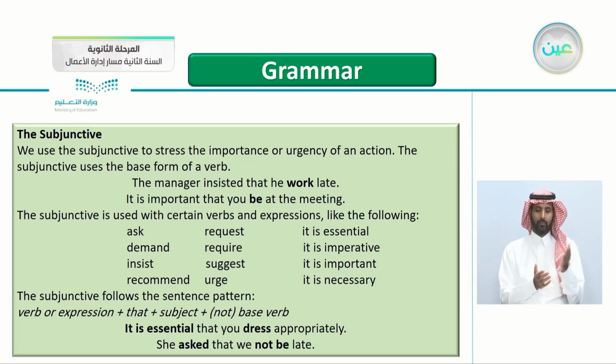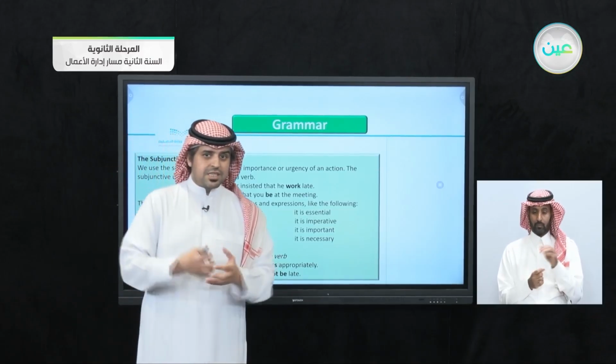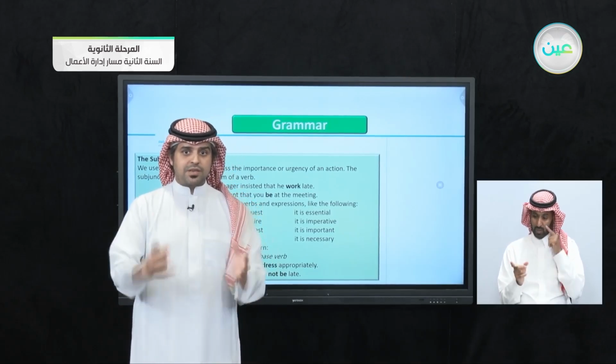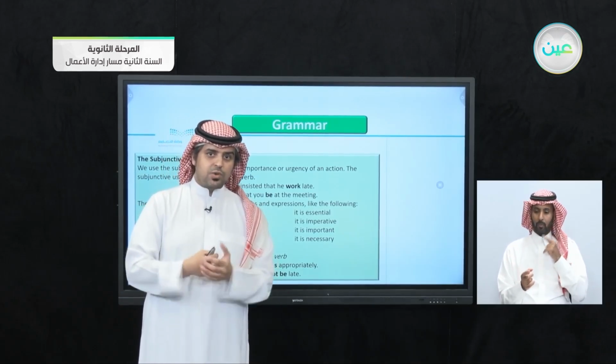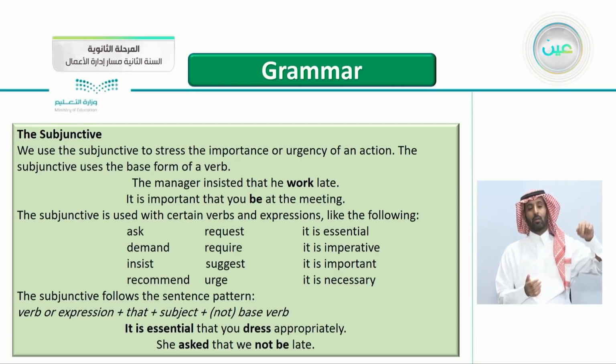We use the subjunctive to stress the importance or the urgency of an action, to show you that this is an emergency. You have to do it as quickly as possible. The subjunctive uses the base form of a verb.